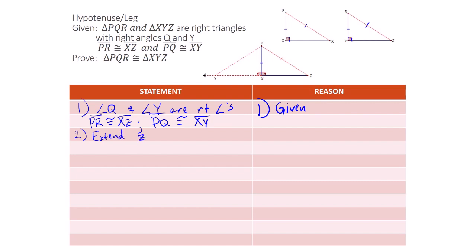So what we'll do is we'll extend segment ZY such that YS is congruent to QR. Okay, so basically this segment YS is congruent to this one. Let me put 3. Okay. All right, and you could say construction, auxiliary line.